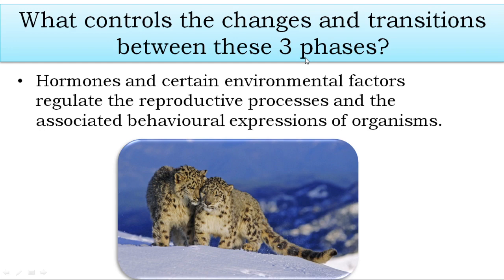Now, the final topic of this video is what actually controls the changes and transitions between these three phases: juvenile phase, reproductive phase, and senescent phase, in the lifespan of a sexually reproducing organism. What controls the changes in the bodies of those organisms? What causes the transition of an organism from one phase to the next? The answer is simple. It is nothing but the hormones. Hormones control the changes in your body.